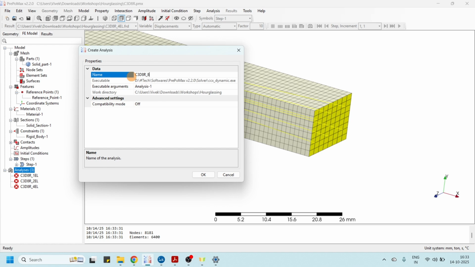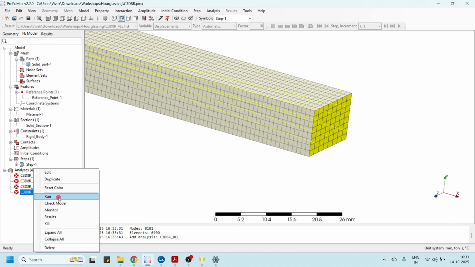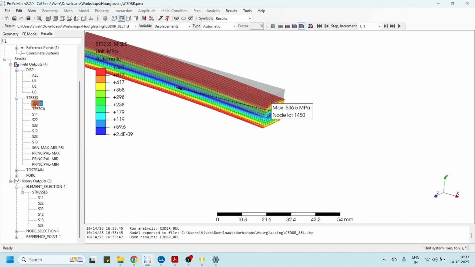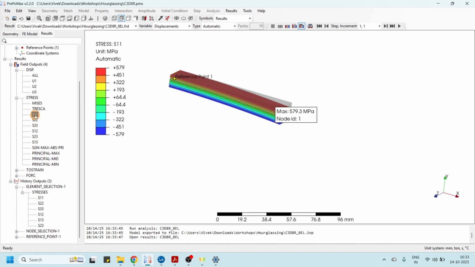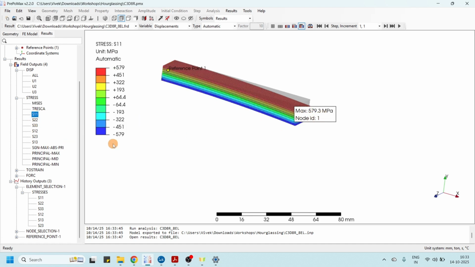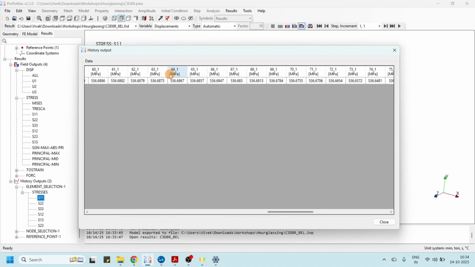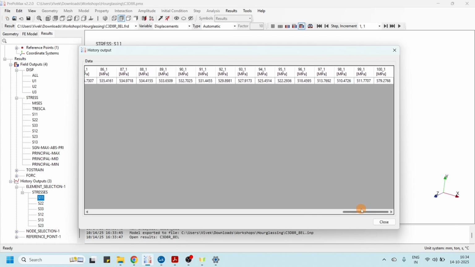With 8 elements along thickness, bending stresses are 580 megapascal, very close to theoretical values. And at integration points, we are getting almost 536 megapascal, or 579, the highest.